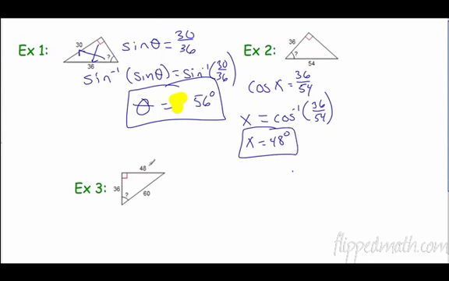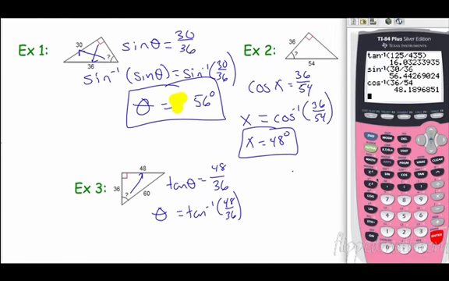Let's do this one. Now we can do anything we want, right? Because we have all three sides. So what have we not done? We haven't done tangent. So let's do tangent. Tangent of theta equals opposite 48 over adjacent 36. So theta equals inverse tangent of 48 over 36. See what we get when we do that one? Second tangent, 48 divided by 36. 53.1, so we'll say 53.